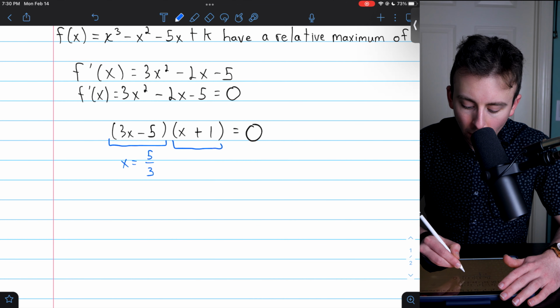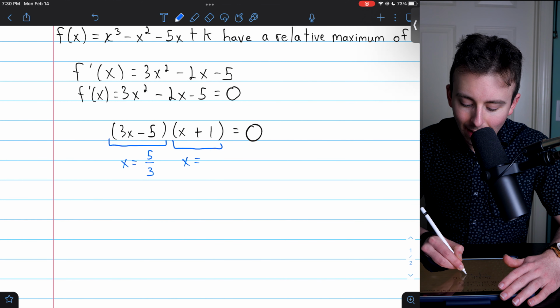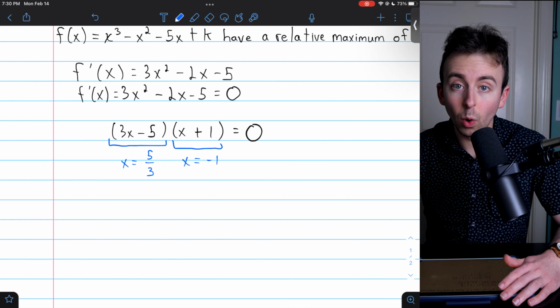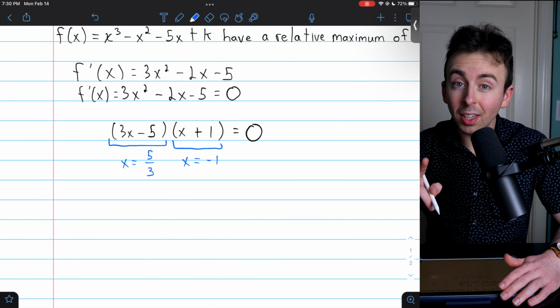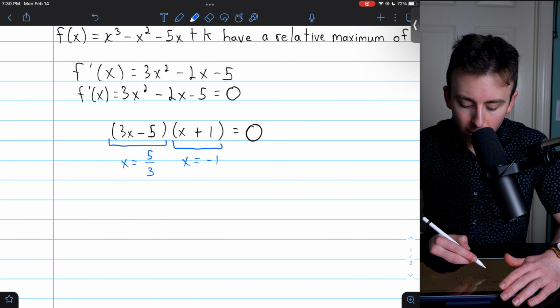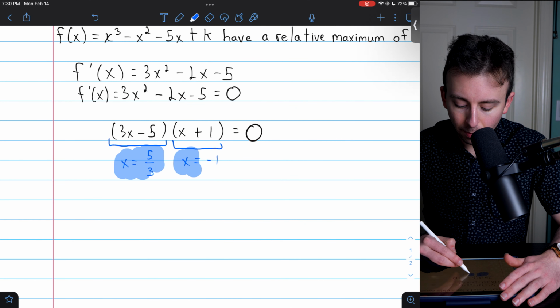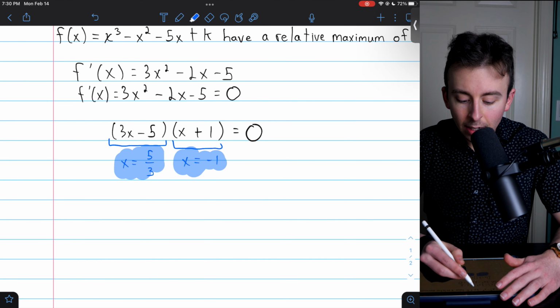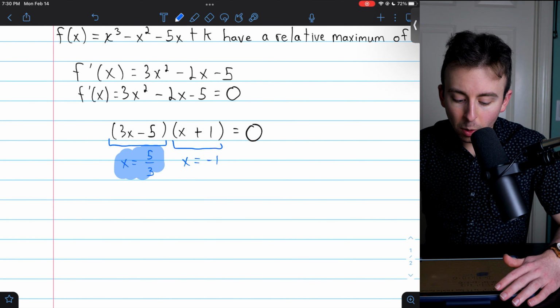And x plus 1 equaling 0 would tell us that x is equal to negative 1. So our relative maximum is either at x equals 5/3 or x equals negative 1. To figure out just where it is, we'll use a sign chart and look at the sign of the derivative. A sign chart is a pretty handy type of thing for these problems.